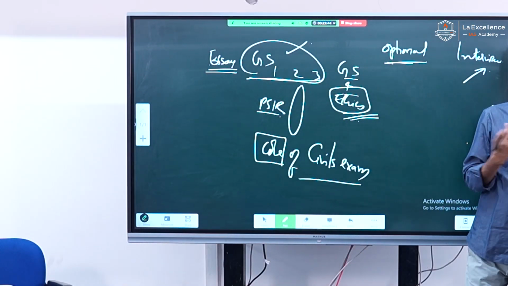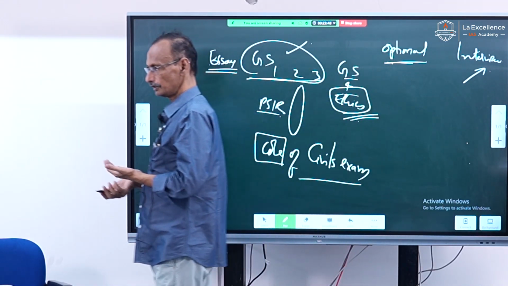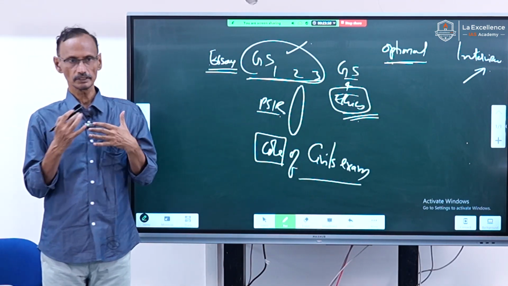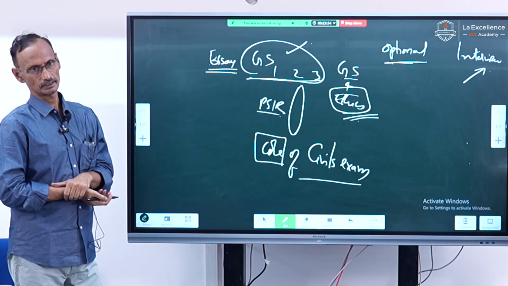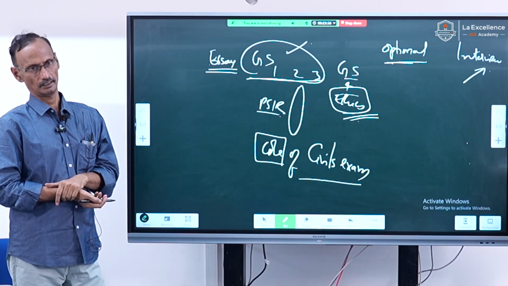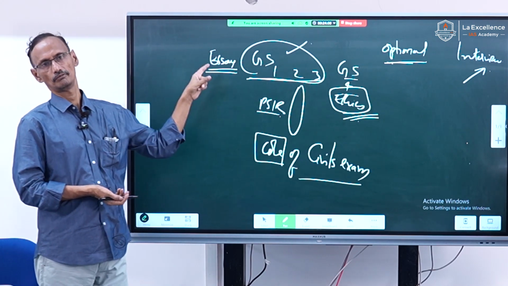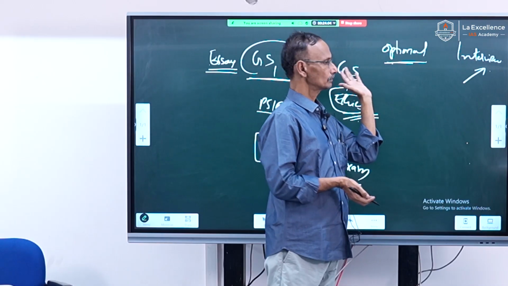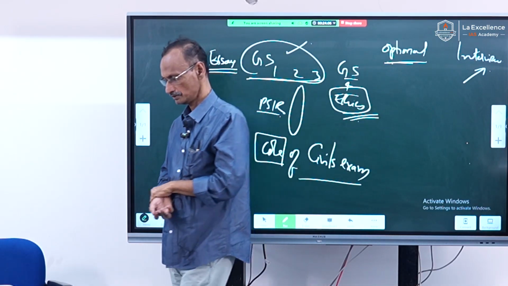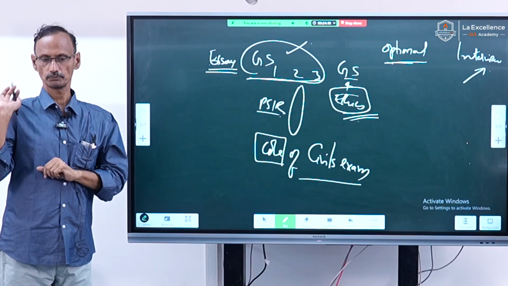So I'm making two points. Number one, it is scoring, and number two, it is closely linked to the overall scheme of things. So if you do this PSIR well, you can do other things also well and then highly score. So these are the two important points I want to make first. Tell me, are these points clear to you?